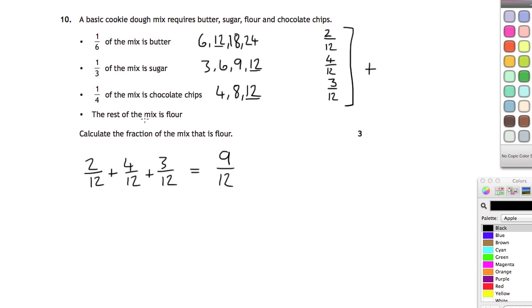Now the rest is made up of flour. The whole of the ingredients is 12 twelfths, right? So we need to think of what we need to get up to 12 twelfths. 3 twelfths is what's missing. If you added the 3 twelfths to the 9 twelfths, that would give you your 12 twelfths, which is the whole of the ingredients. So we've got 3 twelfths is the flour.